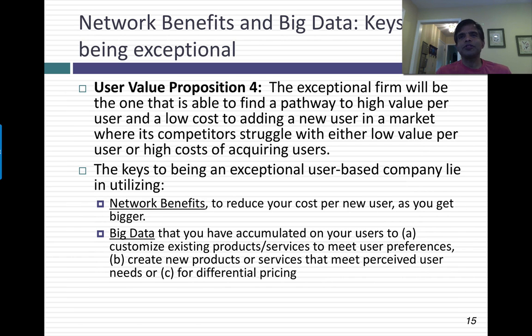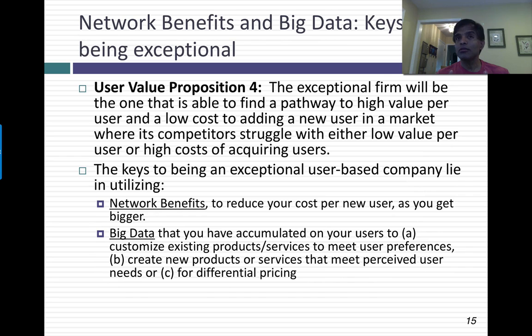Now, if you step back, here's a very simple and obvious proposition. To be an exceptional company, then, you want to have a high value per user and a low cost per user. Why is that exceptional? Because it's really tough to pull off. Because if your cost per acquiring new user is low, and it's low for everybody in the business, it's going to drag down the value per user. So competition is usually going to mean that this combination is very uncommon.